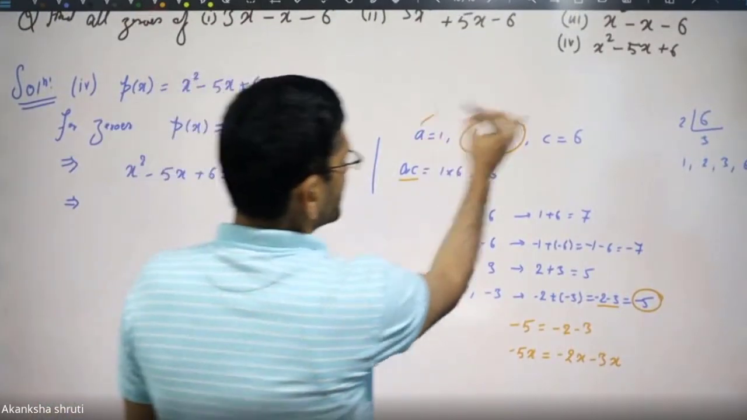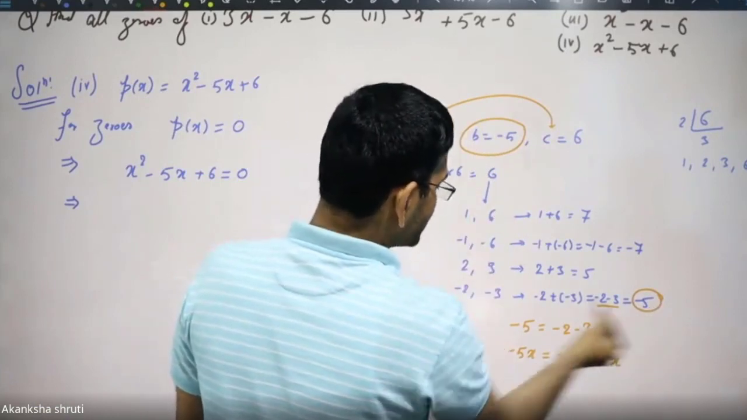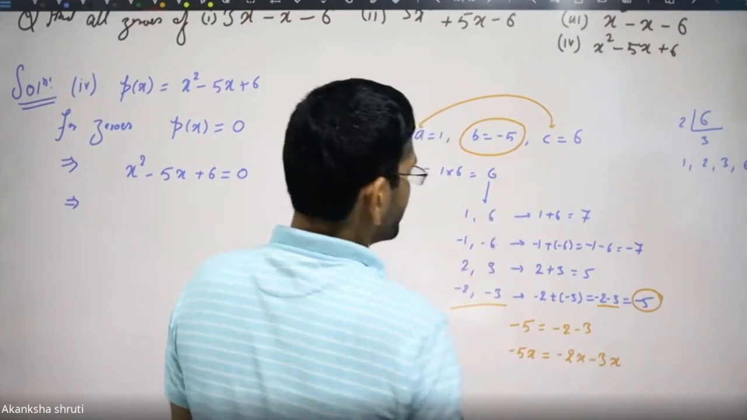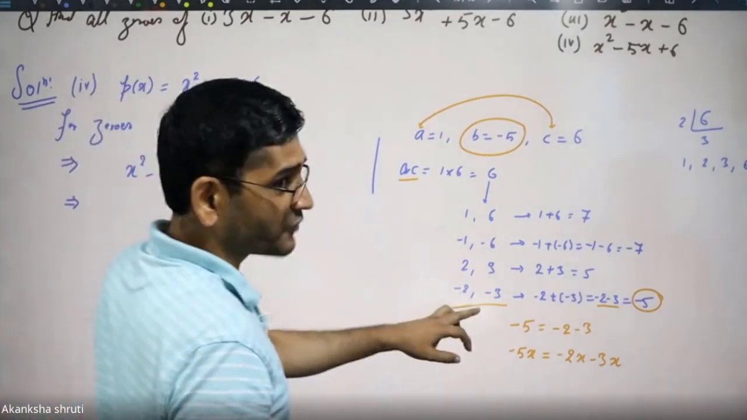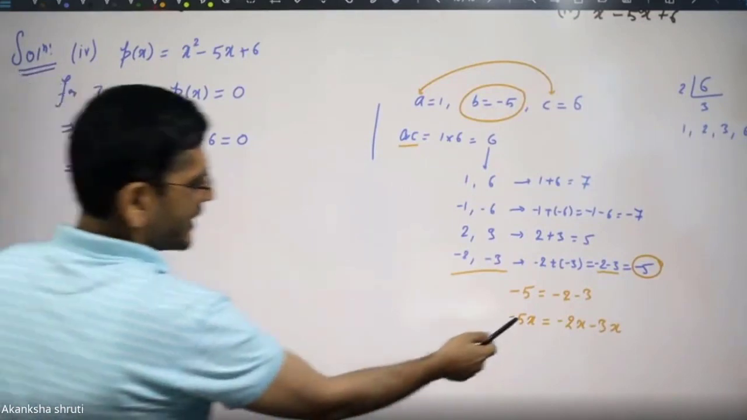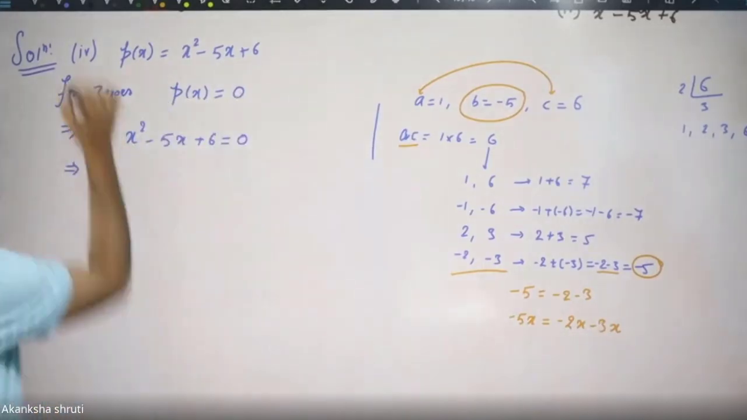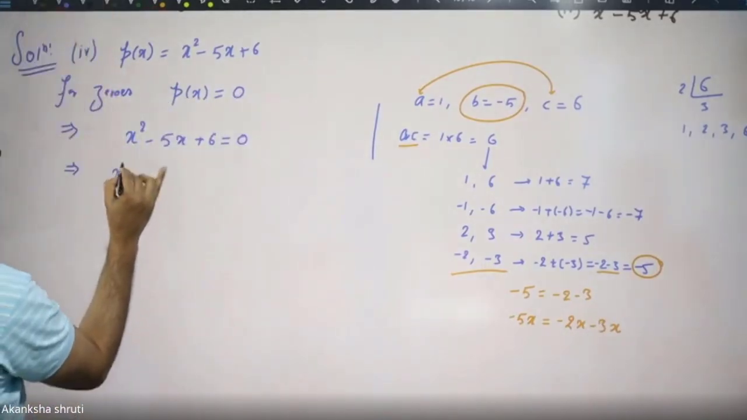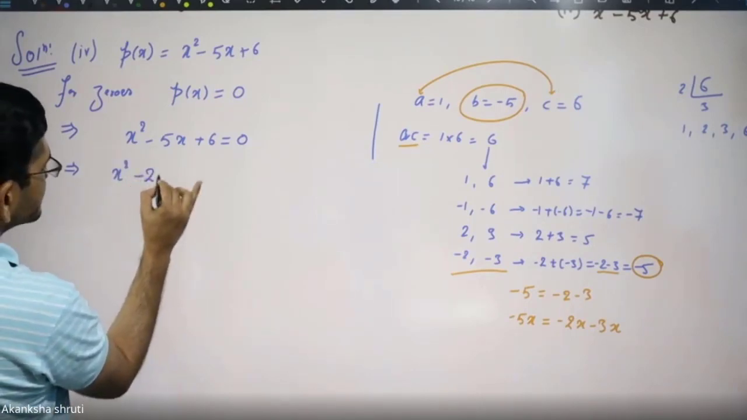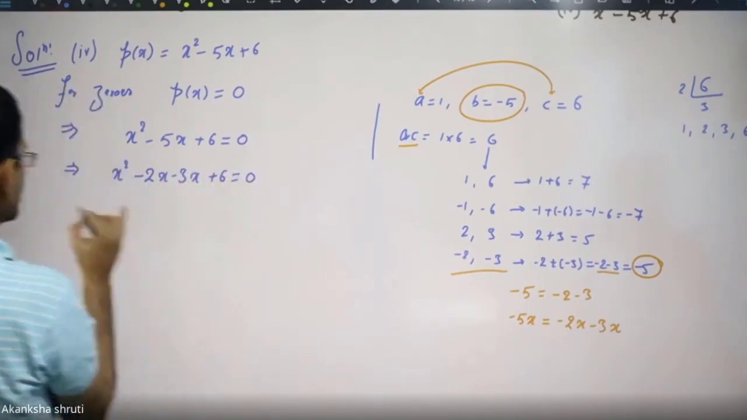So get the product of A and C, write the factors, means add the factors, choose that factor whose sum is giving B. Along with the sign, do not forget this sign, okay? Otherwise, you will commit mistake. Here we have observed minus 5x shall be replaced by minus 2x minus 3x. So this is our x square minus 2x minus 3x plus 6 is equated to 0.